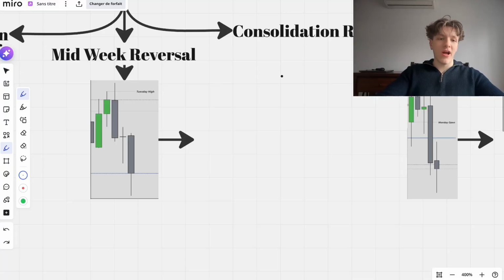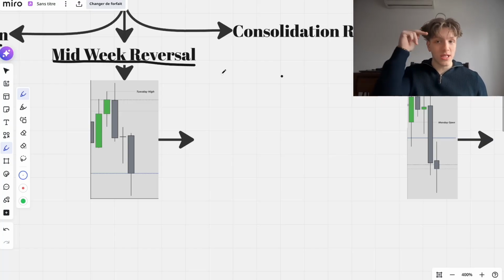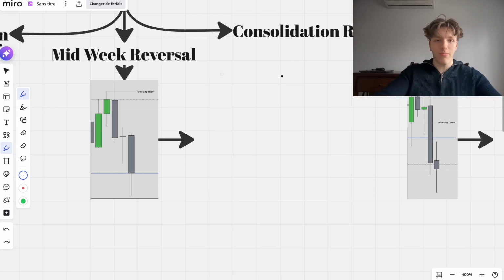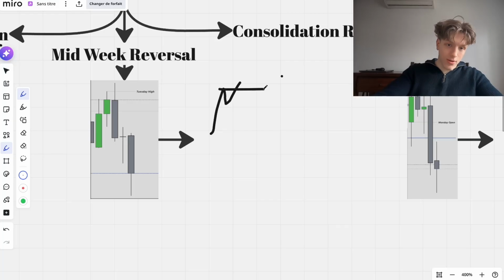So the next weekly profile will be the midweek reversal. The midweek reversal is exactly the same as the classic expansion. The only difference is that we will sweep Tuesday high or Tuesday low and not Monday high or Monday low. So that's pretty simple. Same idea. We'll do a bearish example for this one. So Monday will open either higher or lower. In this case, we'll go higher. Tuesday will continue the trend. We will take out Monday high.